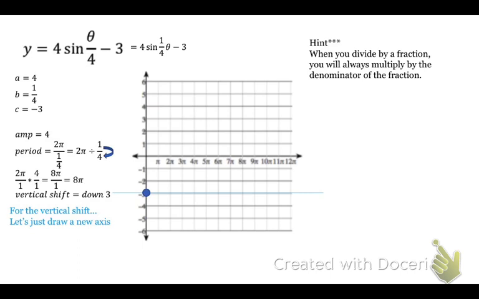For sine, first, last, and middle are the same, so there's that first point. Last point is at 8 pi, so it's right there. Middle point's halfway between, at 4 pi. Then we go halfway between those and go up the amplitude, up 4 from that new axis. We're working from the new axis. Go halfway between, go down 4. This goes off the graph, but that's okay. And then same thing, that goes up, that goes in the middle. And there is our graph.